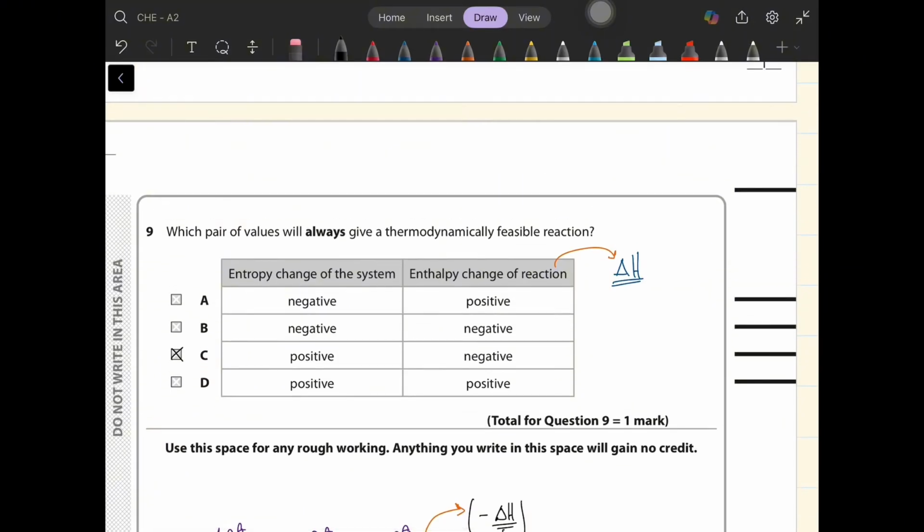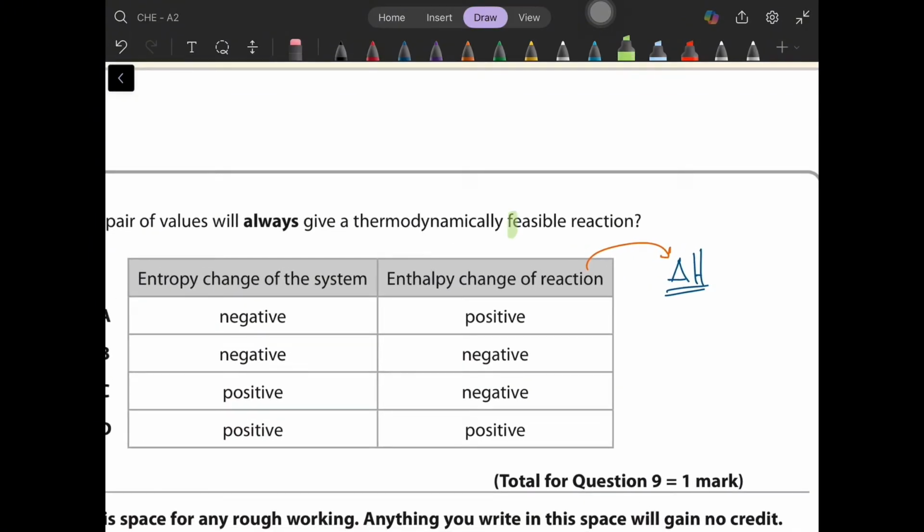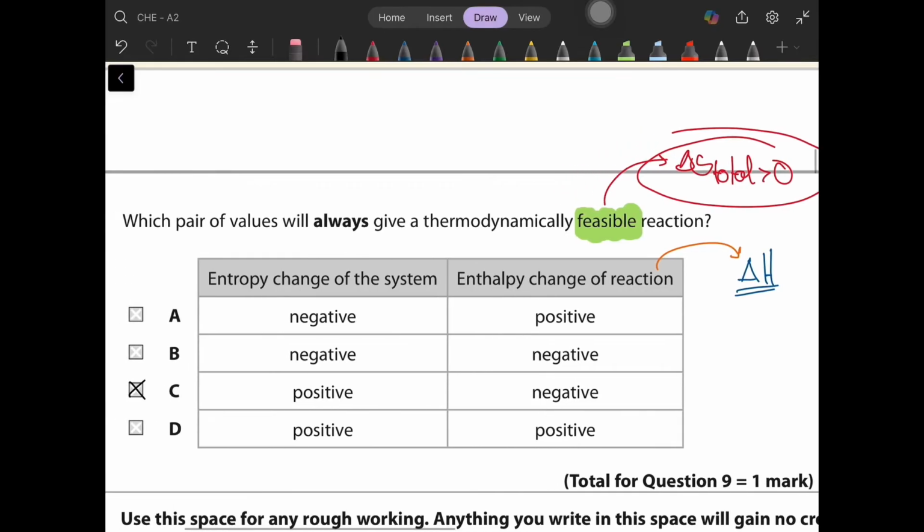Which pair of values will always give a thermodynamically feasible reaction? Whenever the reaction is feasible, del S total should be greater than 0. Now there is a separate chart for this, but basically I'm not a fan of memorization. So what I like to do is try to figure out these questions, right? If del S total is greater than 0, then the reaction is going to be feasible, right? So del S total should always be positive, right?